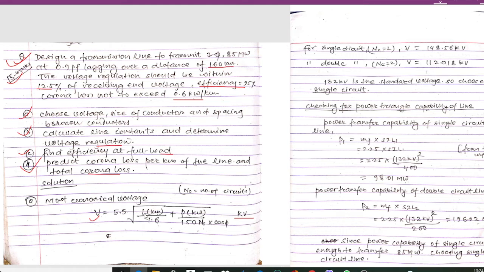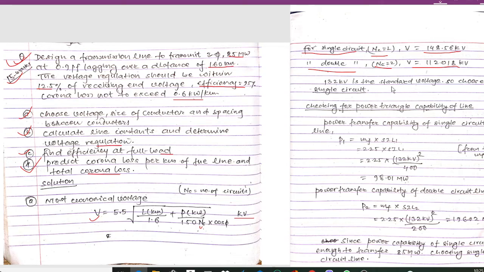If you substitute, the length is given as 160 kilometers, and P in kilowatts is given in the question as 85 megawatt. The unknown factor is NC, and the power factor is given as 0.9. For a single circuit, substituting NC as 1, we get V equals 148.56 kilovolt. Similarly, for a double circuit line, NC equals 2, we get V equals 112.018 kilovolt, and here we will choose 132 kilovolt as the standard voltage.